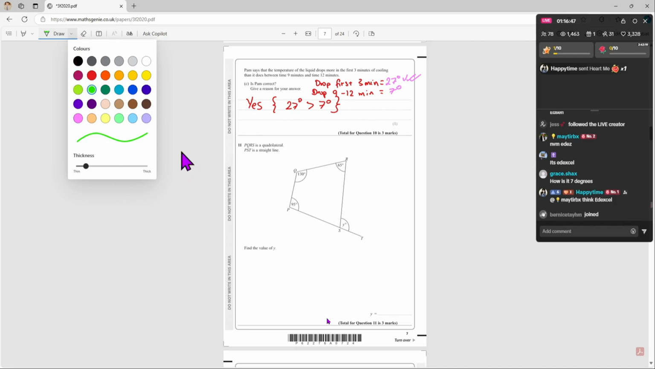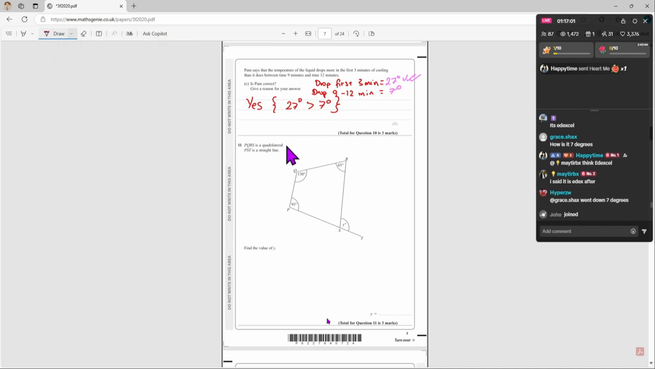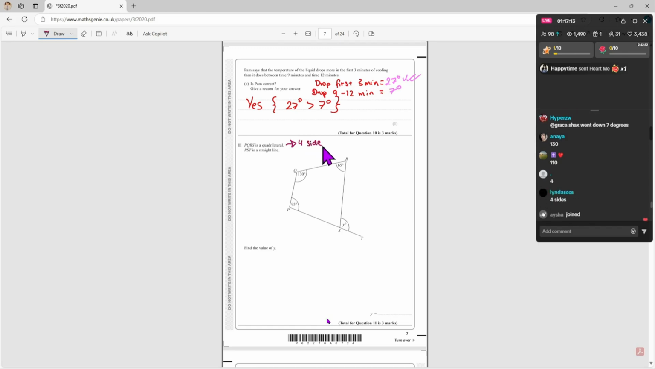So let's move on to question number 11. PQRS is a quadrilateral. So this is a quadrilateral, guys. In the chat, tell me, what does the word quadrilateral mean? I just want to know if you guys actually know what it means. So quadrilateral means it is a four-sided shape. Just keep that in mind, okay? A four-sided shape.